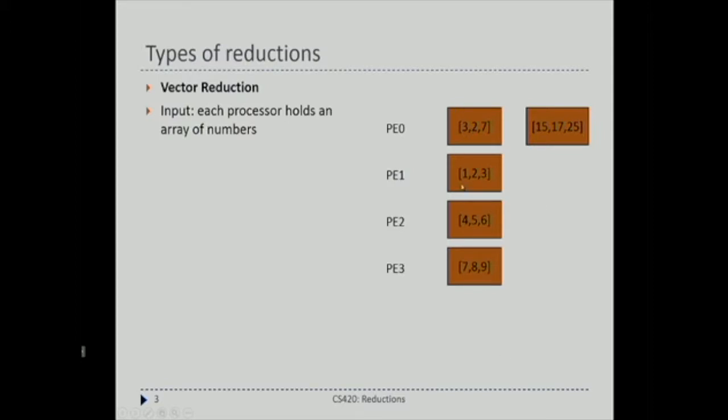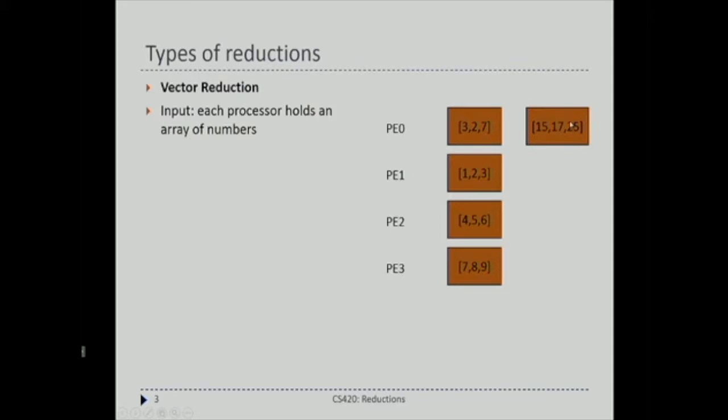So 3 plus 1 plus 4 plus 7, those are the first elements. That gives you 4 plus 4, 8 plus 7, 15. That becomes the first element of the array. Similarly, 2, 2, 5, 8, that becomes 10, 15, 17, the second element of the array. And the third elements added together become the third element of the result array. The result is again made available only in one processor. So this is a vector reduction.